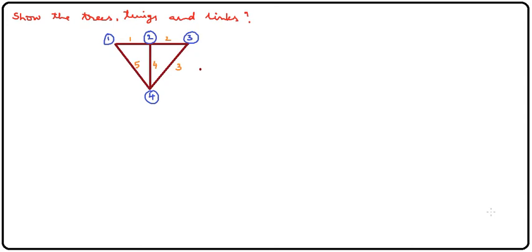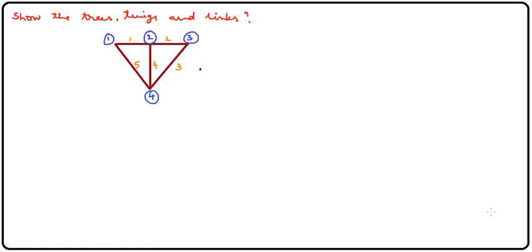Hi friends, this is a problem given to us. In this graph, we need to show the trees, twigs and links. We need to frame different types of trees from this graph and show the twigs and also links. So I don't want to confuse you anymore.